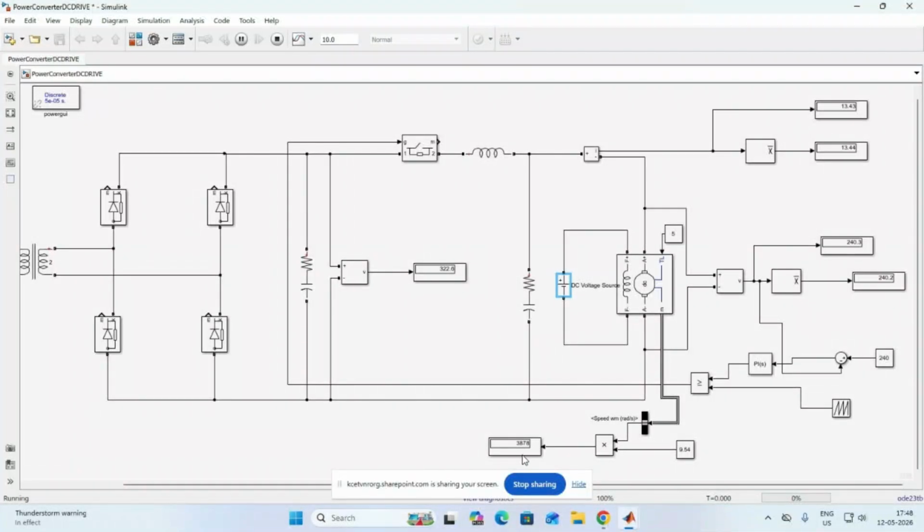See, speed increases drastically. Okay, so field voltage is inversely proportional to speed. So with field weakening, you can vary the speed above the rated speed, whereas for armature control, the speed is only varied below the rated speed.